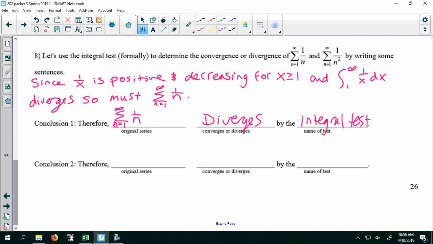And a very similar argument would be used for 1 over n squared. Since 1 over x squared is positive and decreasing for x bigger than 1, and the integral converges, so must the sum. So my original series, the sum from n equals 1 to infinity of 1 over n squared, converges by the integral test.